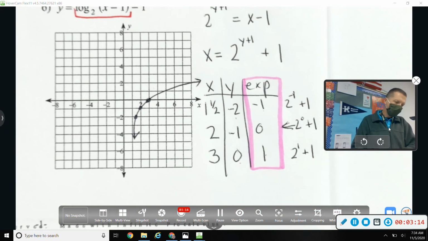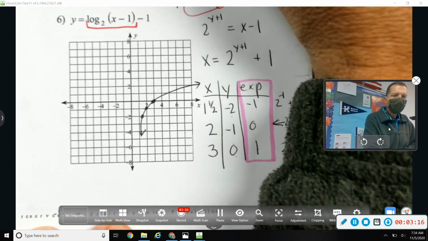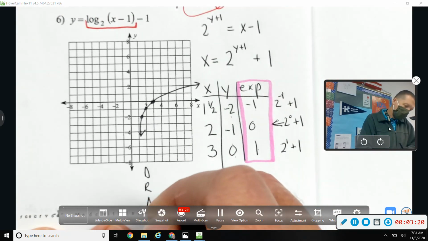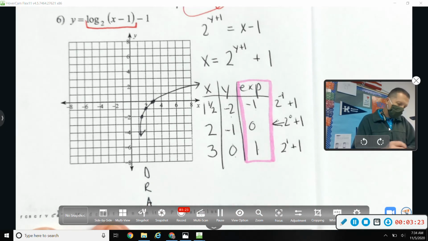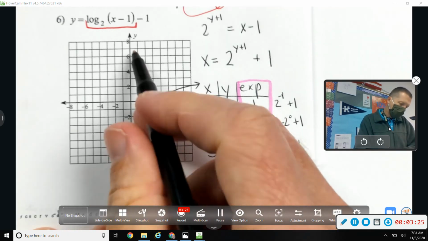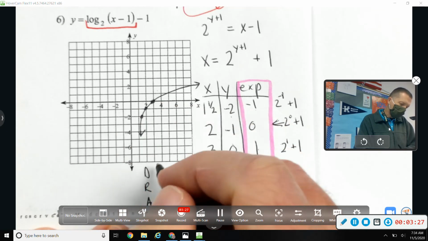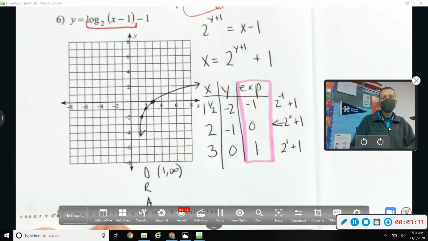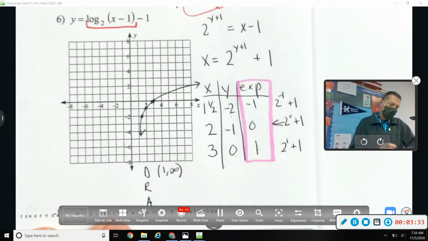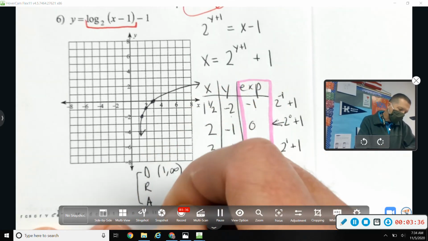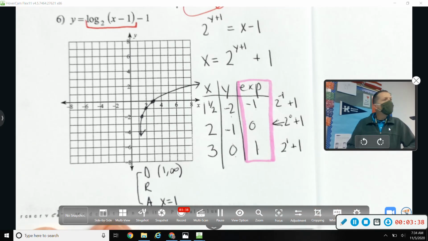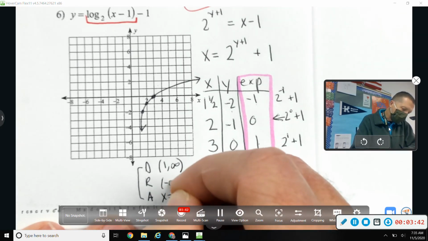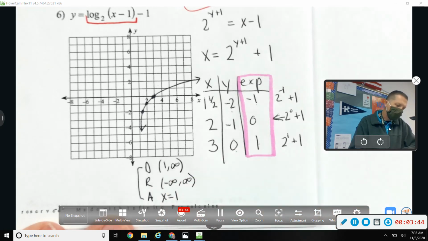There's my picture. We want to do domain, range, and asymptote. Let's see. The domain looks like it starts, well, it doesn't quite get to 1. So 1 to infinity, but don't include 1. Speaking of getting close to 1, that's an asymptote. So x equals 1. And in the range, it goes forever down and forever up.